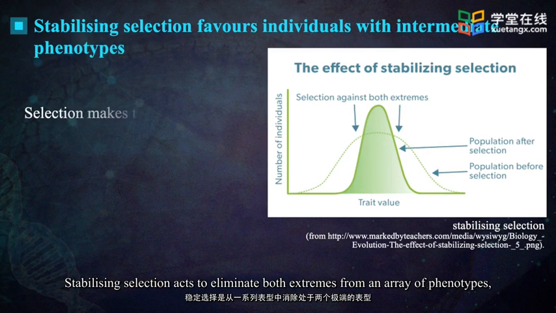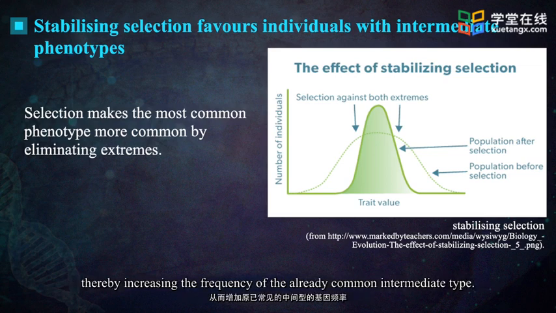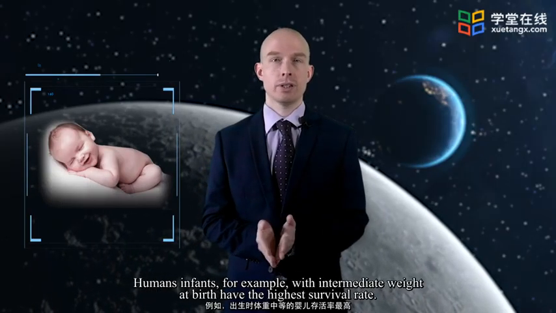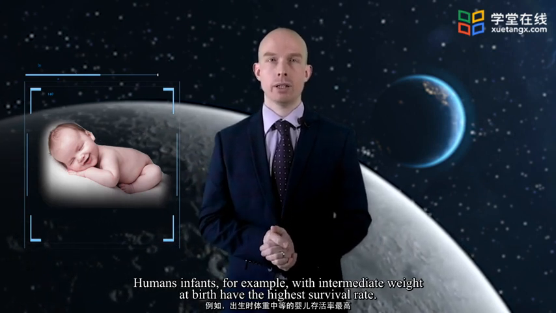Stabilizing selection acts to eliminate both extremes from an array of phenotypes, thereby increasing the frequency of the already common intermediate type. Human infants, for example, with intermediate weight at birth have the highest survival rate.